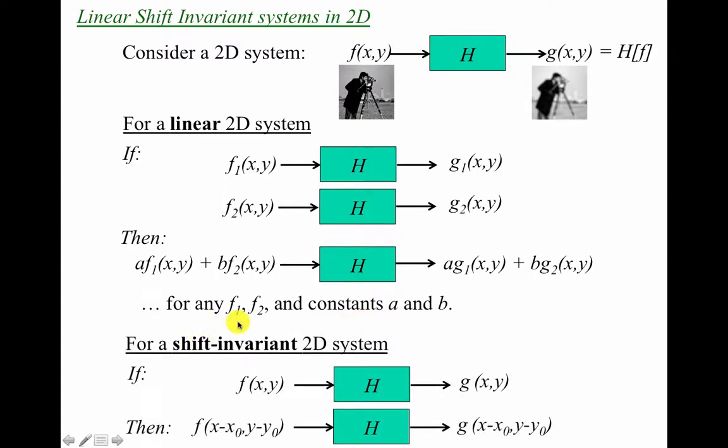Similarly, our 2D system will be shift invariant if, let's say, we have an input f of x and y that gives rise to an output g of x and y. If we shift our input by some amount x0 in the x direction, some amount y0 in the y direction, then our output will be the same that it originally was, except shifted by the exact same amount as the input.